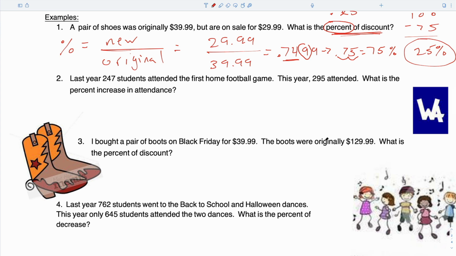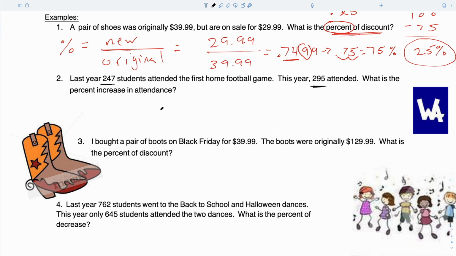Number 2. Last year, 247 students attended the first home football game. This year, 295 attended. What is the percent increase in attendance? Last year, 247 students attended. This year, 295 attend. What was the original? What was the new? Bryden, that's the old number. Good. And what's the new one? Good. Original, new. Original, new.